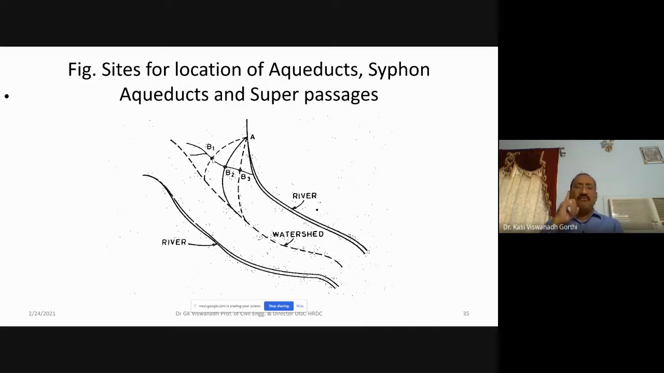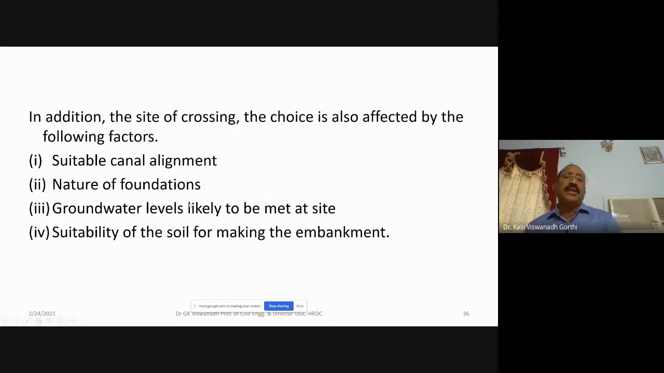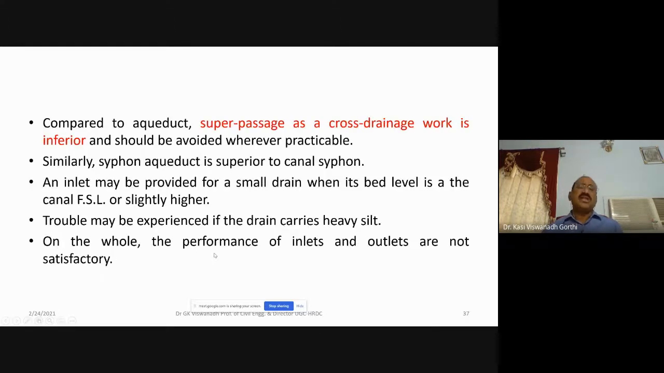So whether you are going for what type of structure, where you are providing, and what is the foundation there, and what are the other cost parameters, and how the groundwater is fluctuating, whether it is meeting the requirements at the site or not, all these things are also to be studied. Compared to aqueduct, super passage as a cross drainage work is inferior and should be avoided wherever practical. So to the extent possible, you have to go for constructing an aqueduct or a siphon aqueduct compared to the super passage or a canal siphon. Similarly, siphon aqueduct is superior to canal siphon.